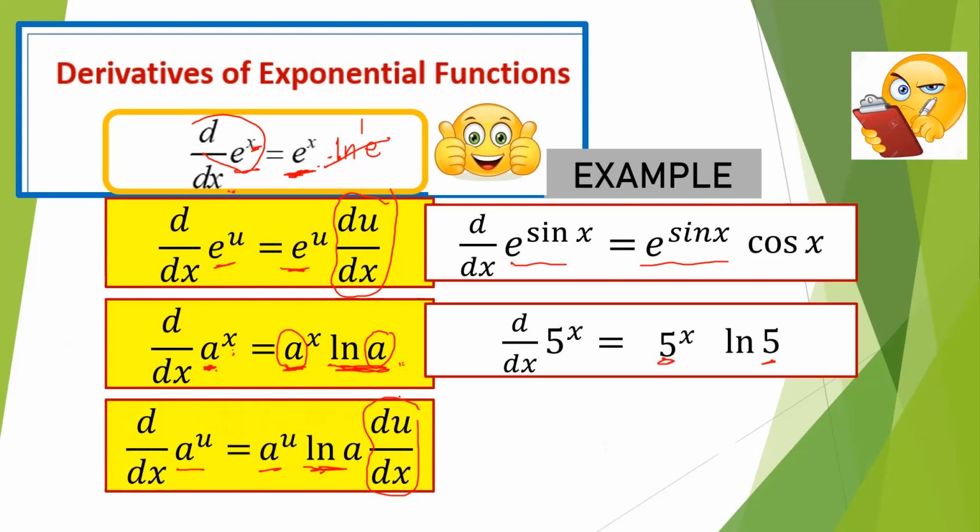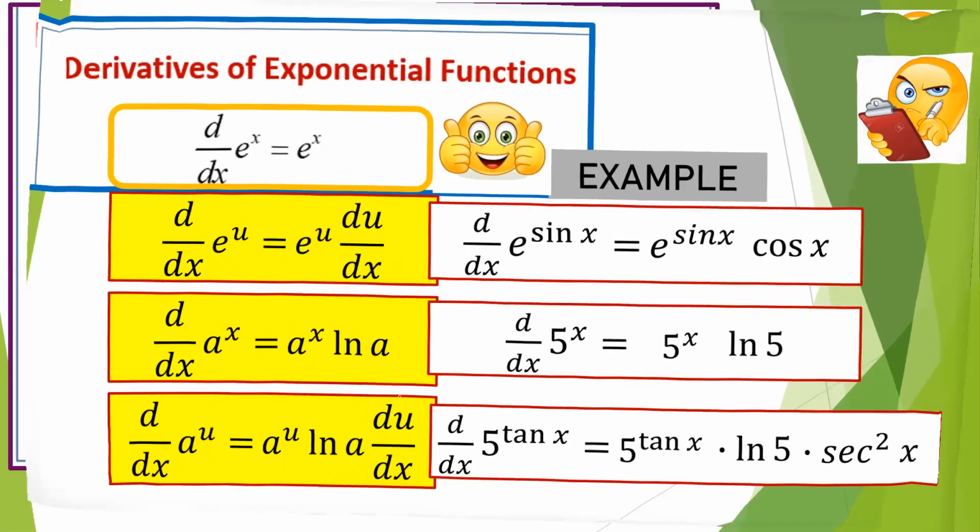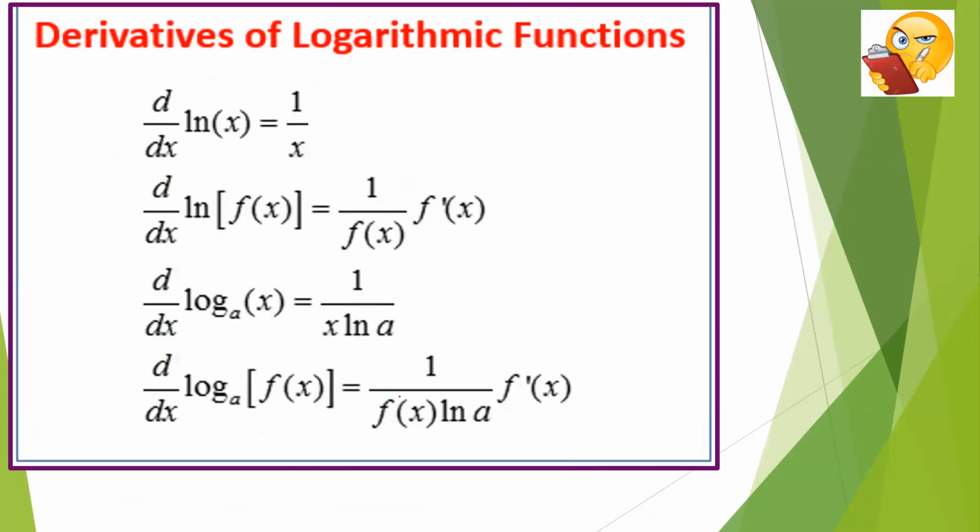So, if you have here 5 raised to tangent of x, meron kang u as the tangent x. So, copy, paste. Tapos, ln of 5. Tapos, derivative of tangent x, secant squared x. Okay. So, please take note of those formulas. Now, for our logarithmic functions, say we have this.